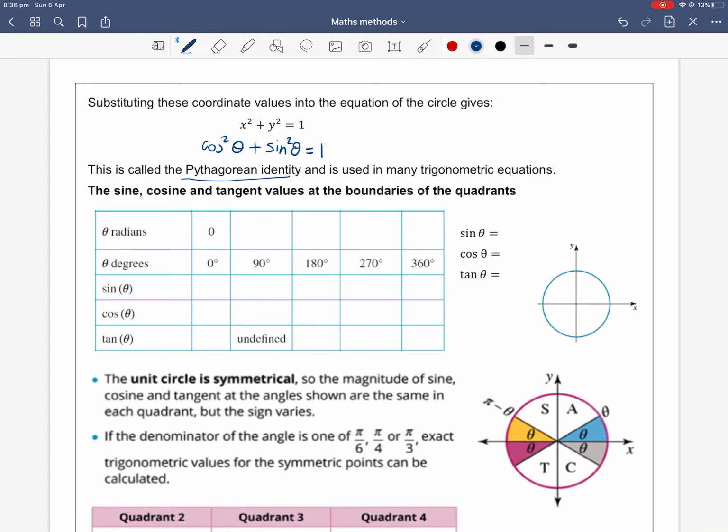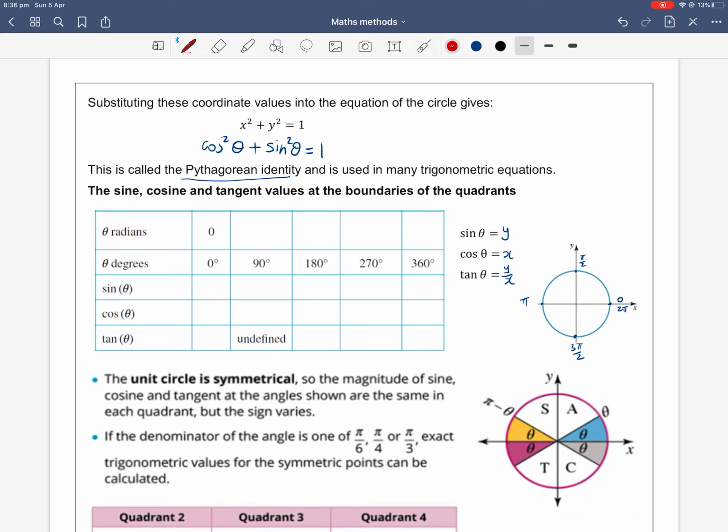Next table we have to fill in are the sine, cos, and tan of the special angles. In particular, we start counting our degrees from here, 0. This is 90 degrees or pi on 2. Half a circle is pi, and then we have 3 pi on 2, and then back up here 2 pi in one circle. So we go anti-clockwise. Remember from the previous page, y is sine, x is cos, and tan is y over x.